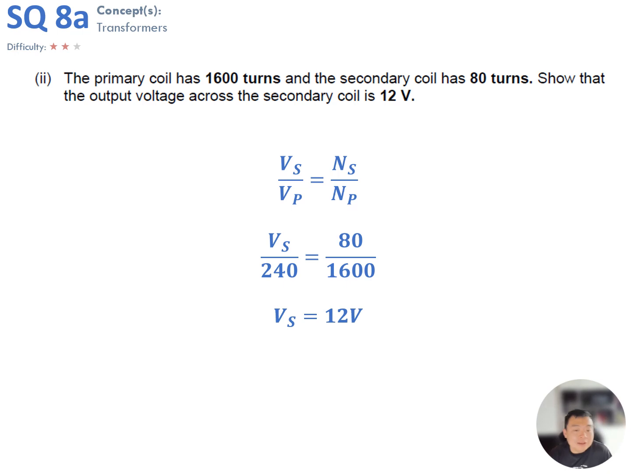So right now we have to do some calculation: calculate the output voltage across the secondary coil. So we use the standard transformer equation over here. We are given the primary coil has this number of turns, 1600. The secondary coil has 80 turns, and the voltage of the primary coil from the question is 240 volts. We can then determine that the secondary coil voltage is 12 volts, showing that it's again a step down transformer.